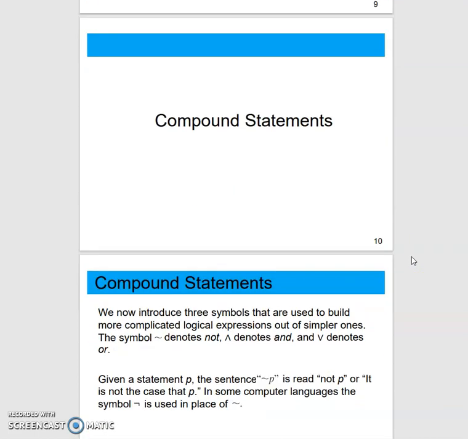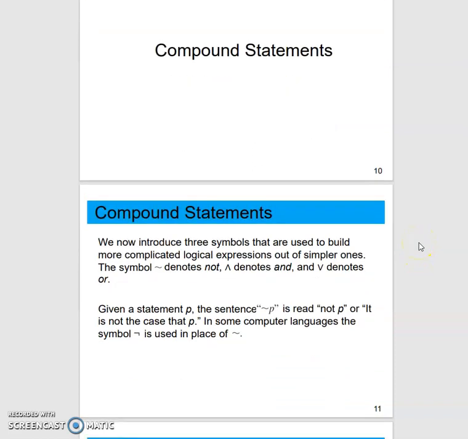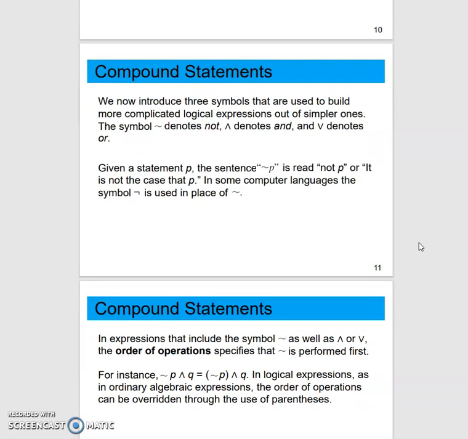All right, let's look at compound statements. Here we're going to have one or more statements, and we're going to have symbols. Our first symbol is this little tilde that indicates not. Our little up caret indicates and, and the down caret, or V, indicates the word or. Do note you will sometimes see this little symbol instead of the tilde. It kind of depends who's typing it and what symbols are available on the keyboard.